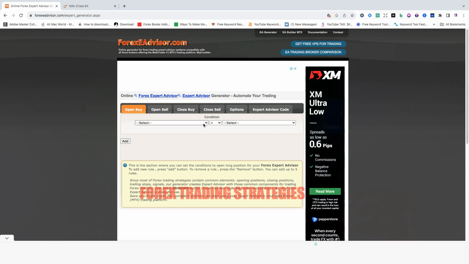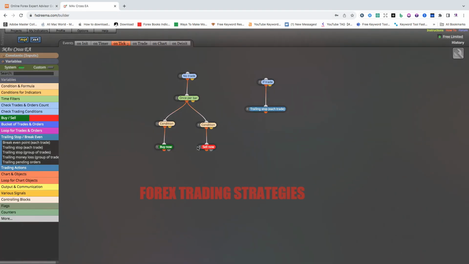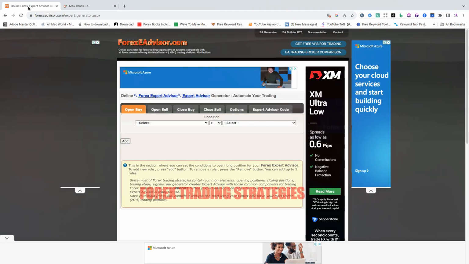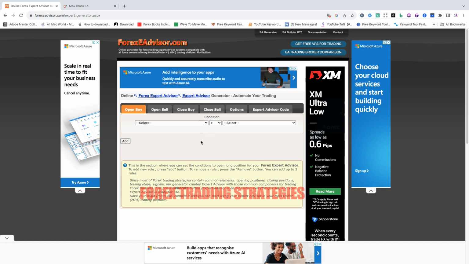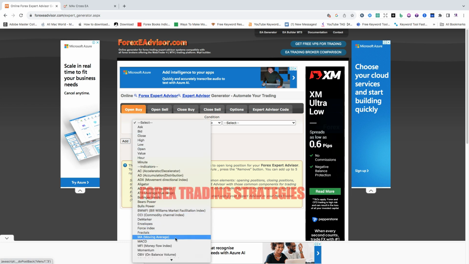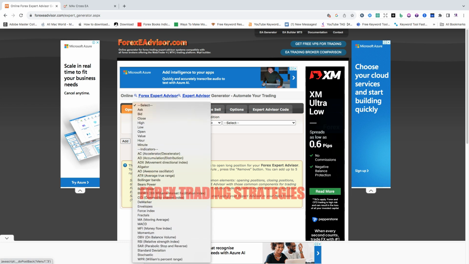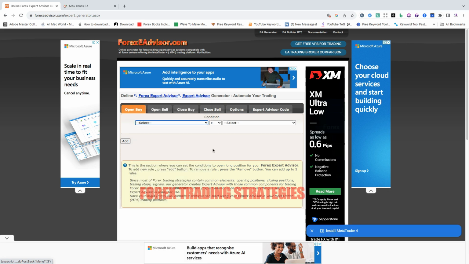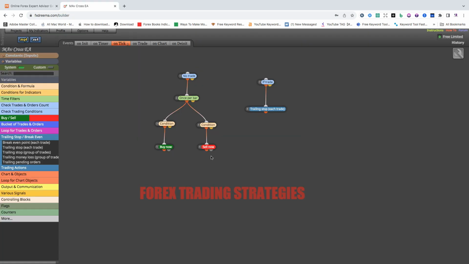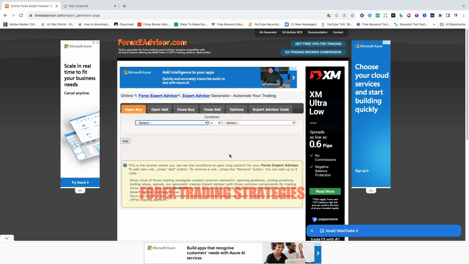So again, if you feel you don't want to do Fxdreema, you can actually come to this platform. It's called forexeaadvisor.com, and you can again start developing your mechanical trading robots. They've got several conditions that you can use. It's not as clean as Fxdreema, but it does the job.